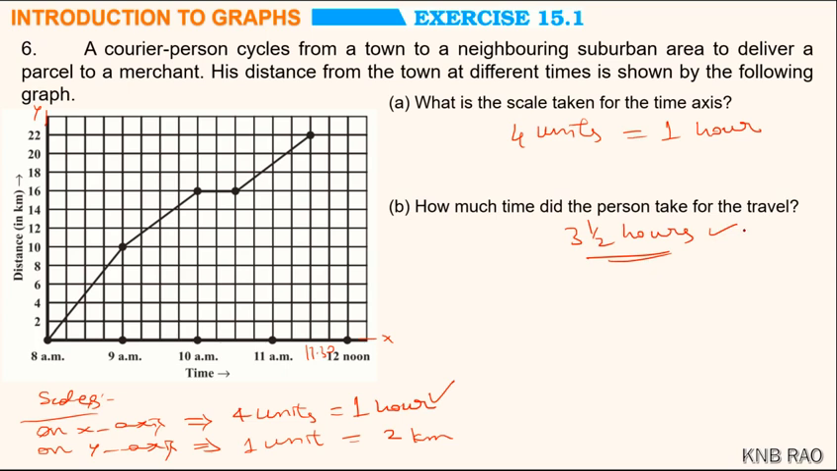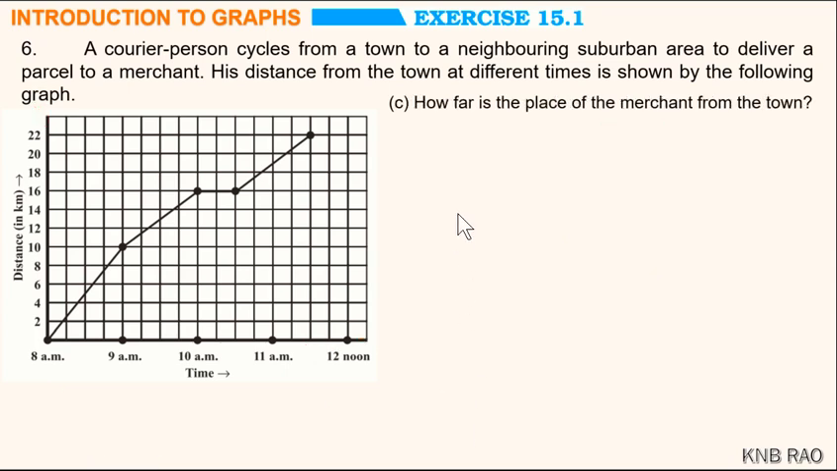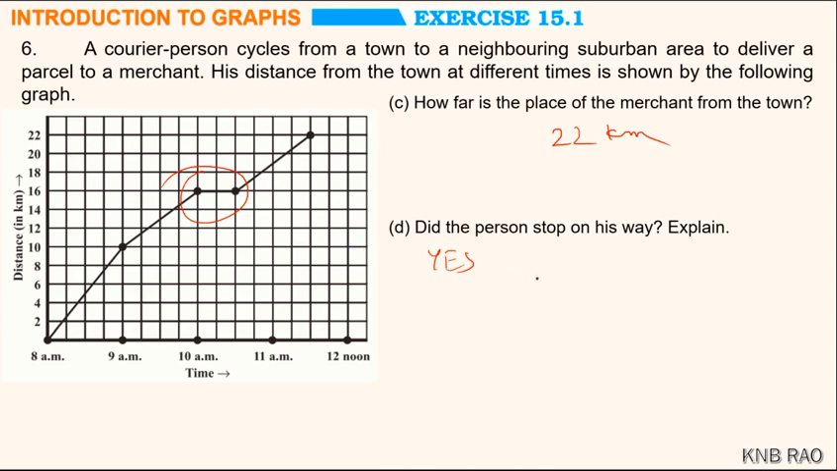Now moving further, how far is the place of the merchant from the town? It is almost, he has traveled 22 kilometers. 22 kilometers. Next, did the person stop on his way? Explain. Yes. Why I can say? It is because of this. He stopped.